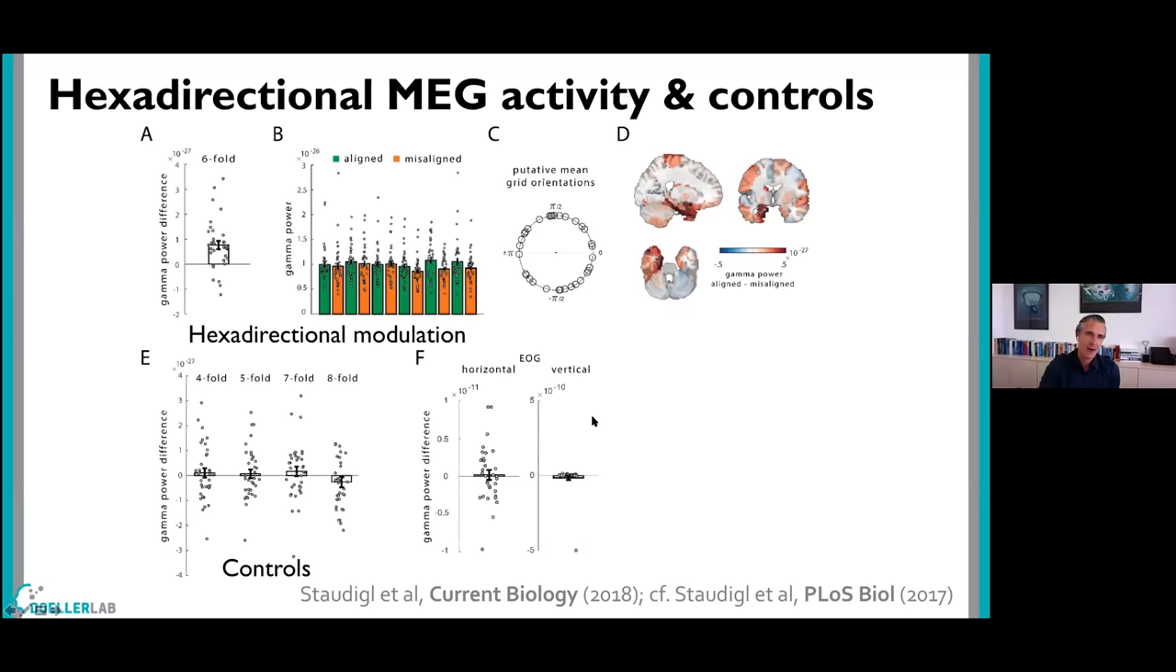So what we then also do in these data is we look at different control periodicities, different control symmetries. Don't see evidence for that. We can, in that case, with EOG, also look at unspecific movements of the eyes. Don't see evidence for that in the EOG signal. And of course, MEG is a fantastic technique because we get millisecond resolution like in the rodent electrophysiology, but unfortunately only recorded from the surface of the head.